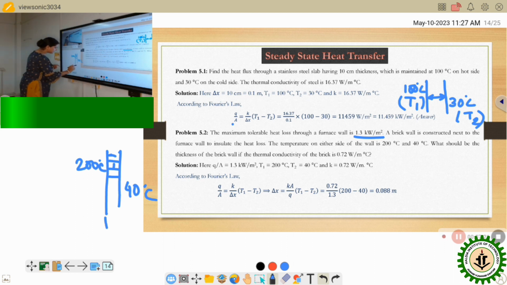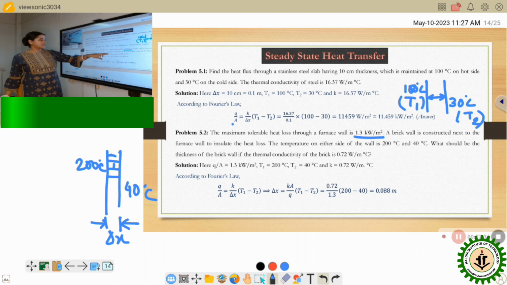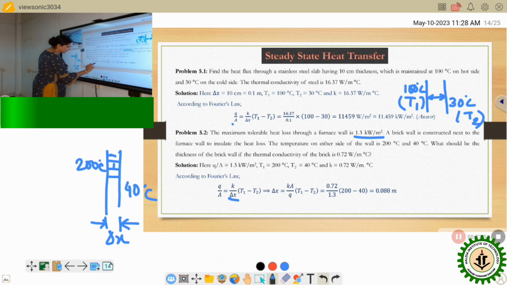So I have to calculate the thickness of the brick wall, if the thermal conductivity is given as 0.72 watt per meter degree Celsius. So everything is given. Q by A, heat flux, is given as 1.3 kilowatt per meter square. I will convert it into watt if necessary. T1 is 200 degrees Celsius, T2 is 40 degrees Celsius and K is given. Again you put it in the formula. Just this one I don't know, others are given. So delta X, after putting all the values, I get 0.088 meter. I hope the problems are helpful for you.